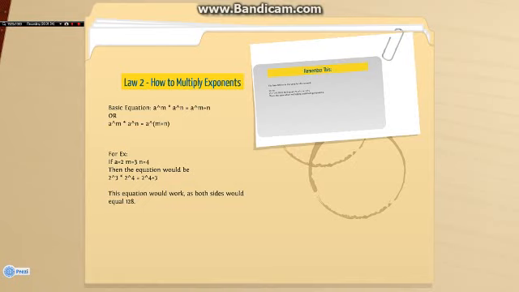And an example problem was if a equals 2, m equals 3, n equals 4, then the equation would be 2 to the power of 3 times 2 to the power of 4. Or this would equal 2 to the power of 4 plus 3. And 4 plus 3 equals 7, so 2 to the power of 7 would equal 128. And it would be the same on the other side.